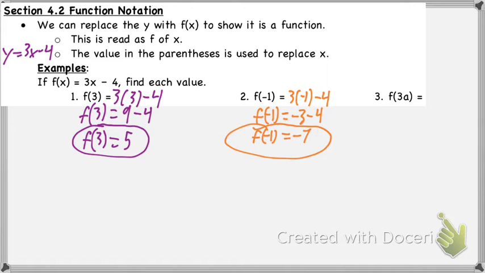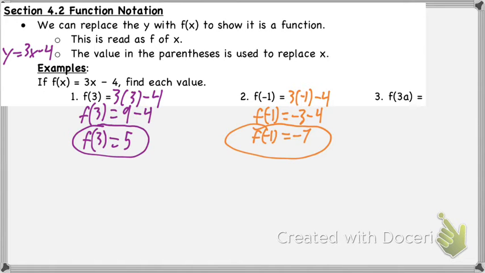So when x is negative 1, our f of negative 1, or our y, they're the same thing, is equal to negative 7. When we put negative 1 in, we get negative 7 out. Questions on that?